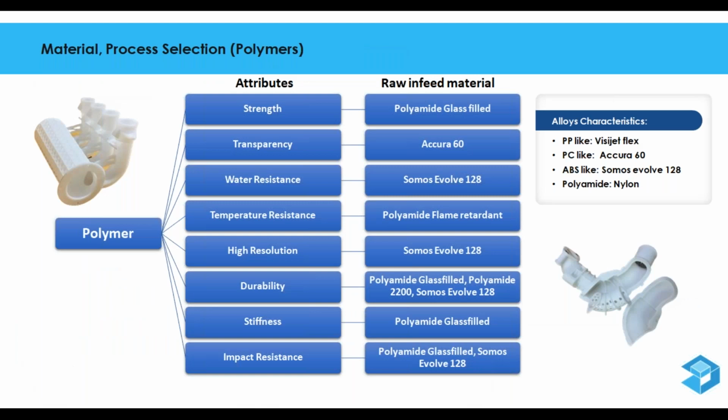When you're selecting materials on the polymer side, you select your materials according to strength, transparency, water resistance, and temperature. You can find materials which complement your requirement, like polyamide, Glasfel, Accura 60, and Somos Evolve 128. And for temperature, you have polyamide flame retardant. These are certain materials you can choose according to your application and end use. So you can have a better selection of going forward with this technology as an adopted point of start.